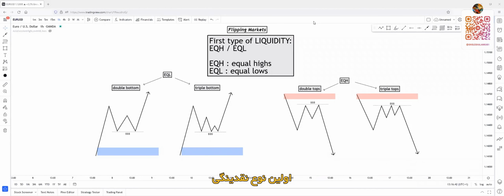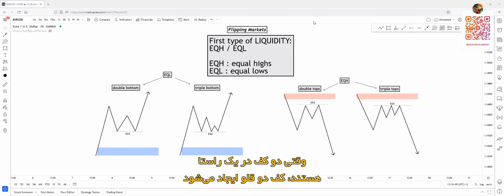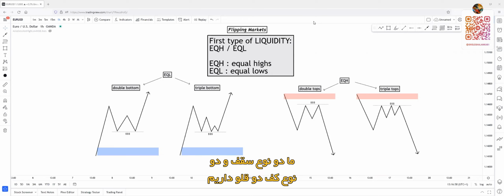Okay, so our first type of liquidity is equal highs and equal lows. The names speak for themselves. Price will form equal lows when the low points are on the same level, and also price will form equal highs when the highs are on the same level. We have two types of equal lows and two types of equal highs. Okay, let's see an example for the equal lows.